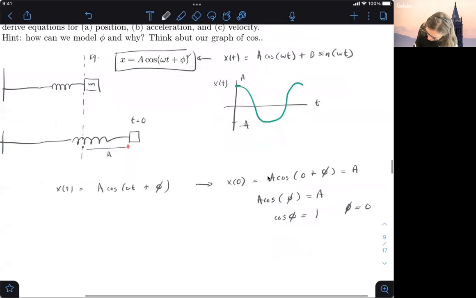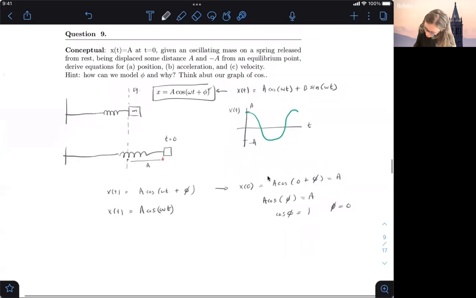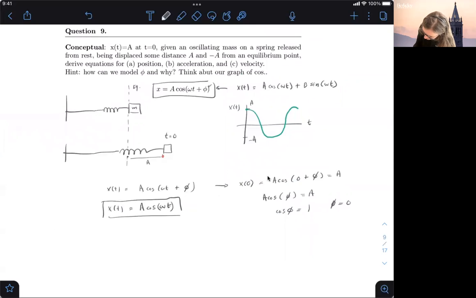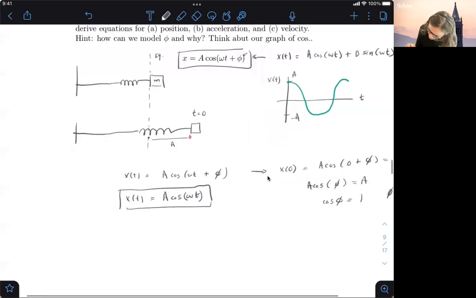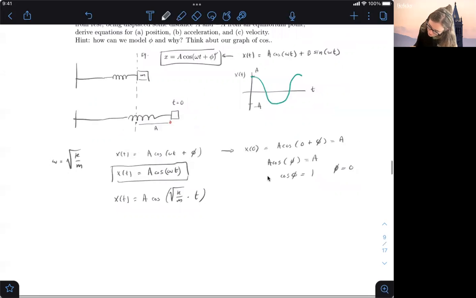Okay, so what's our expression here? We know x of t is equal to a cosine of wt. Nice, that simplifies things for us nicely. So this is our function for position. We know that we're dealing with simple harmonic motion here. We don't have friction on this surface. And we can say that w is equal to the square root of k over m. So x of t is equal to a cosine of the square root of k over m times time. Okay, cool. So that is part A.